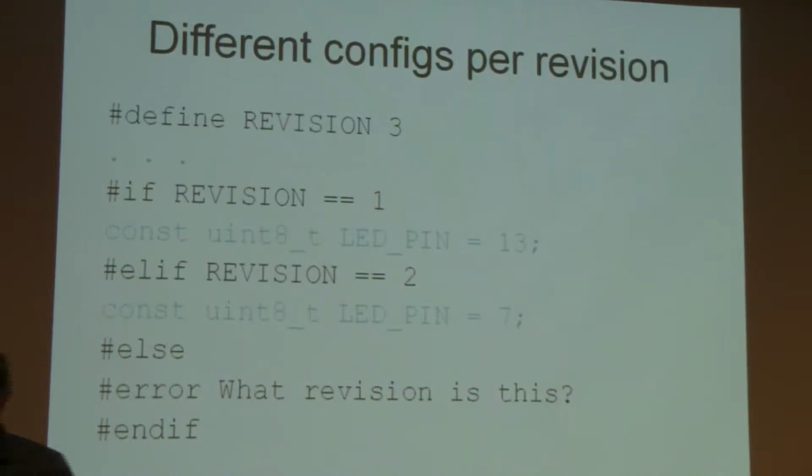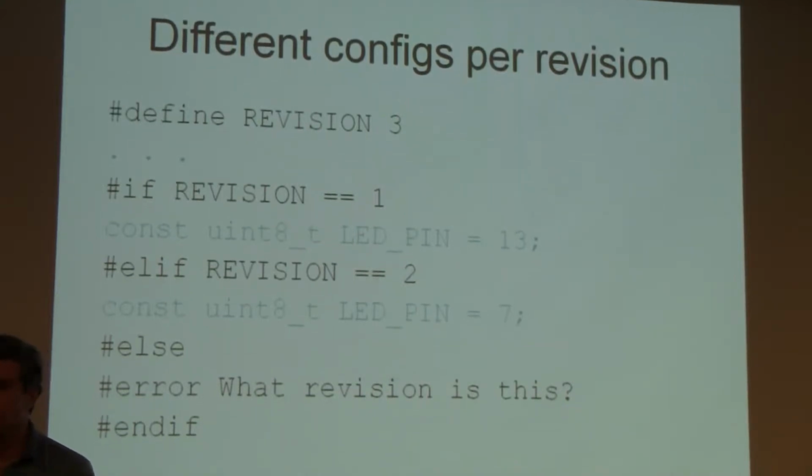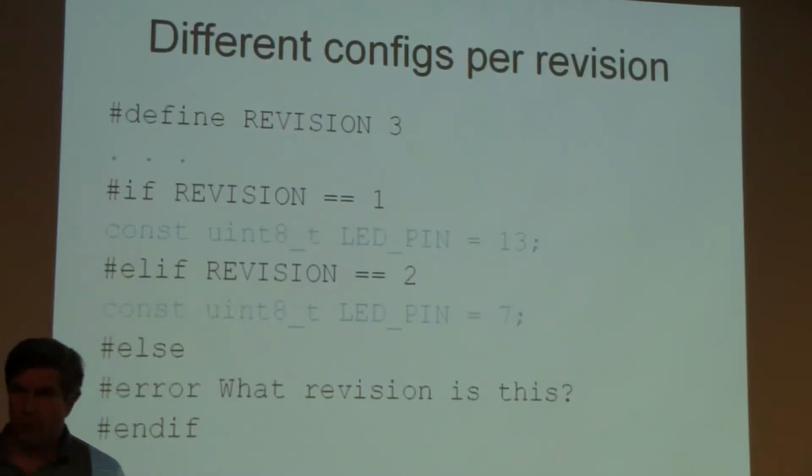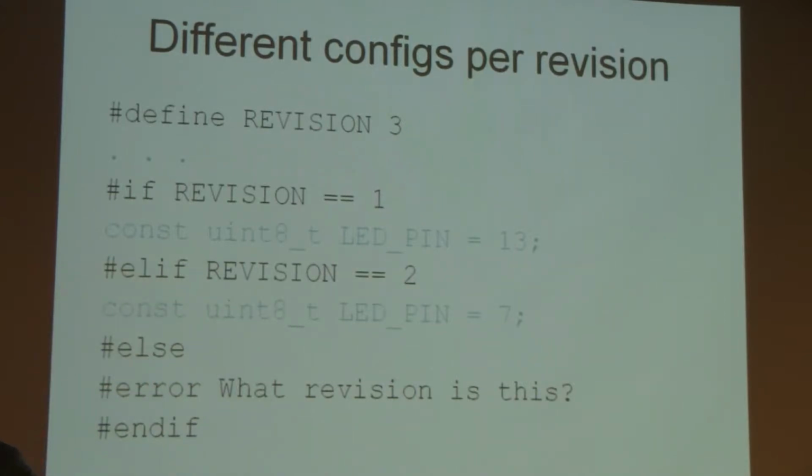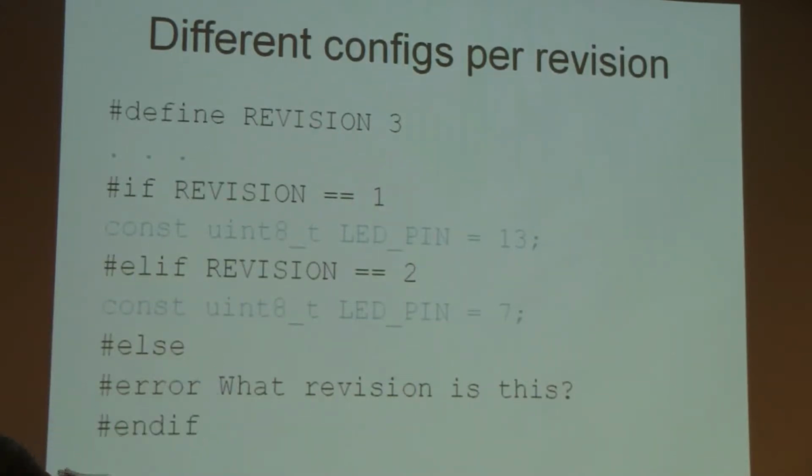Another thing that I frequently do is I have multiple revs of my circuit boards. Maybe I've done some relayout, and so the pin assignments have changed a little bit. And so you can define what rev board you want to compile for. If I'm in rev 1, I know my LED's on pin 13. If I'm rev 2, I've moved it over to pin 7. Just a collection of different configurations based on what revision. That's very similar to the previous one, but a slightly different use.